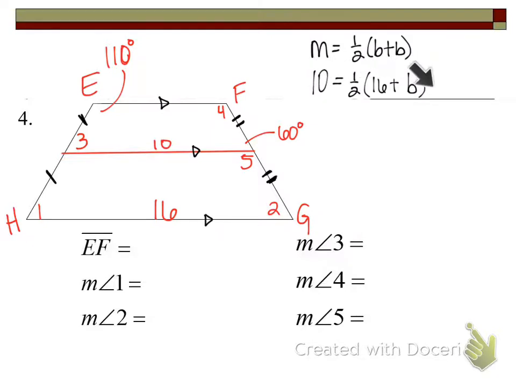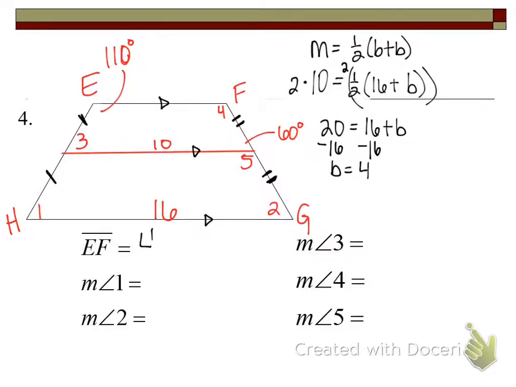Okay, so we're trying to find this other base, which is EF. What should I do? Okay, this is similar to the warm-up, so that's why it was in there. We multiply both sides by 2. We get 20 is equal to 16 plus b. Then we would subtract, and what do we get for b? 4, so that is the length of our other base, EF. Obviously, this diagram is not drawn to scale, but that's fine. We don't go based on what it looks like, we go based on what it's labeled.